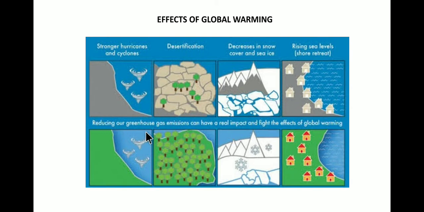And by reducing the greenhouse gas emissions, or by reducing the global warming effect, you will see that all these effects will be decreased. Okay, so over here you can see the hurricanes will not be strong enough. Okay, more trees and plants will grow. Ice and snow covers will remain as they are. The glaciers won't melt that easily, and because of that the sea level will remain as it is. It won't increase. So these are the effects of global warming.